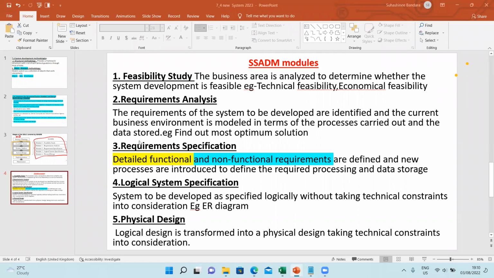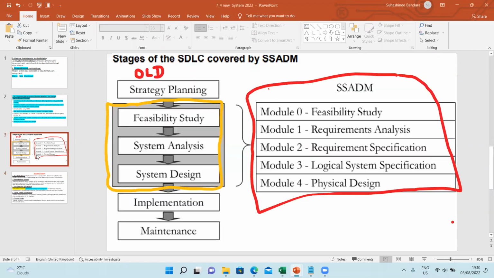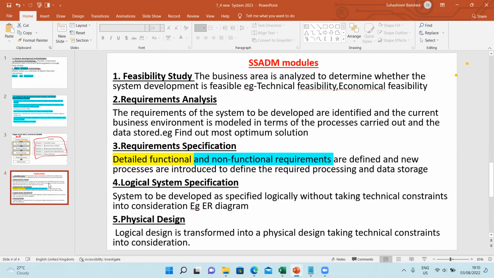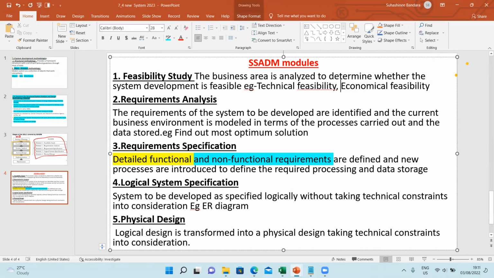Okay, next we are going to discuss what are the main 5 steps or modules in the SSADM. Okay, so feasibility study. The feasibility study means, in a business area, analyzing and determining whether the system development is feasible: technical feasibility, economical feasibility. Whether the budget is enough to build that software product, or whether the technology is okay enough or not. Or then we'll discuss the operational feasibility, whether the stakeholders are satisfied with the project and will they give permission to build the system or not. Those things we are discussing in the feasibility study.